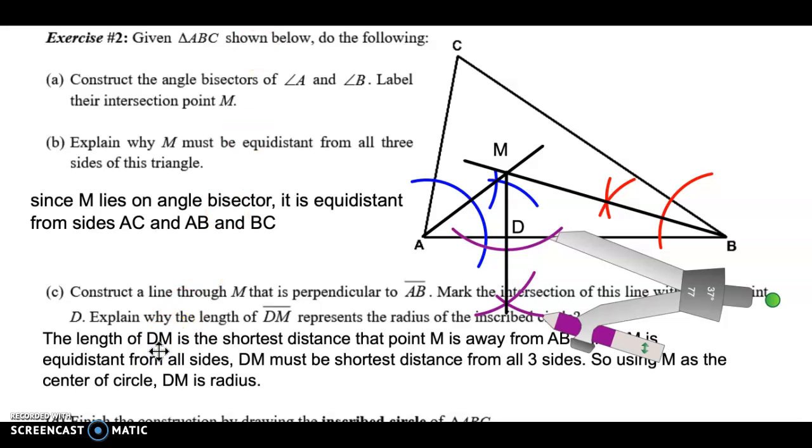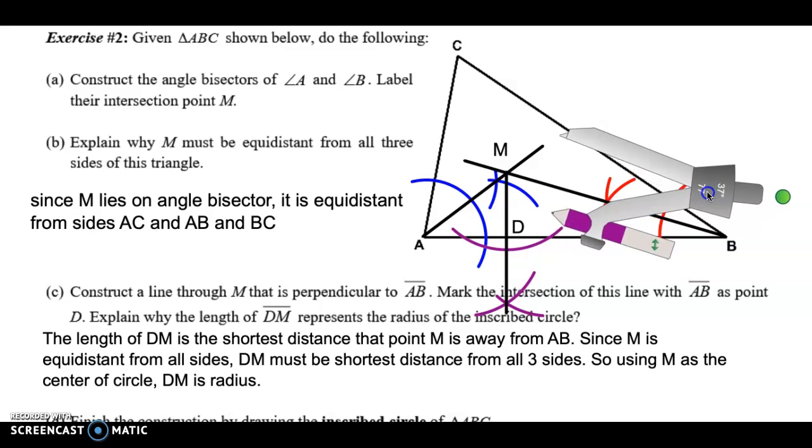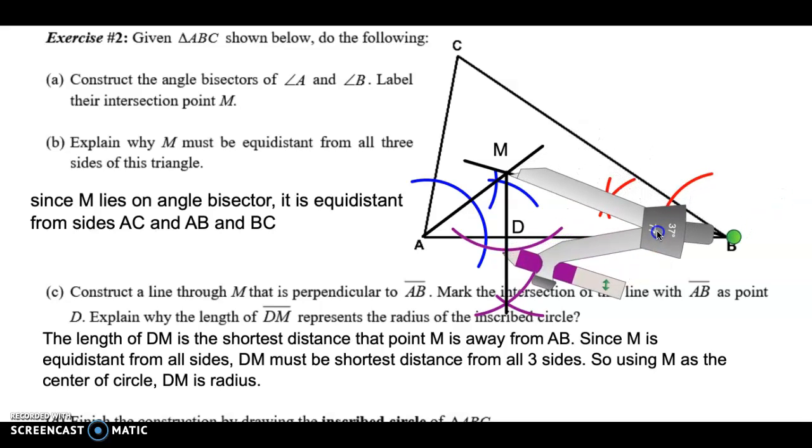So basically the length of DM, so DM I'm looking right here, is the shortest distance that M is away from AB, because the shortest distance is a line that is perpendicular. So it's the shortest distance that M is from AB. Since M is equidistant from all sides, then DM must be the shortest distance from all three sides.